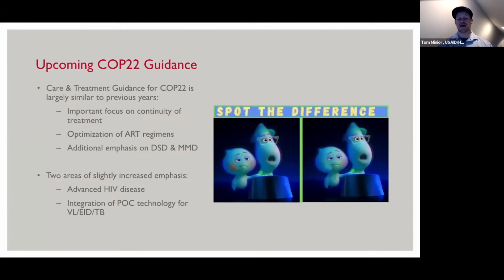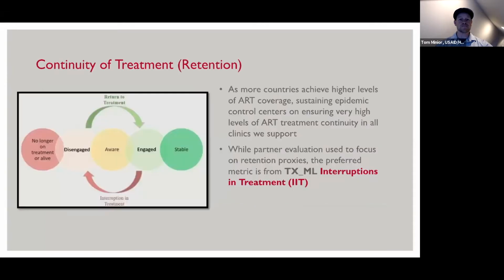So with that having been said, I'm going to talk briefly about 5 main areas here. The first being continuity of treatment, then ART regimen optimization, and then DSD and MMD, and then highlight a couple of areas. In fact, there are probably 3 here that are going to get a little bit of extra emphasis in the guidance. Next slide.